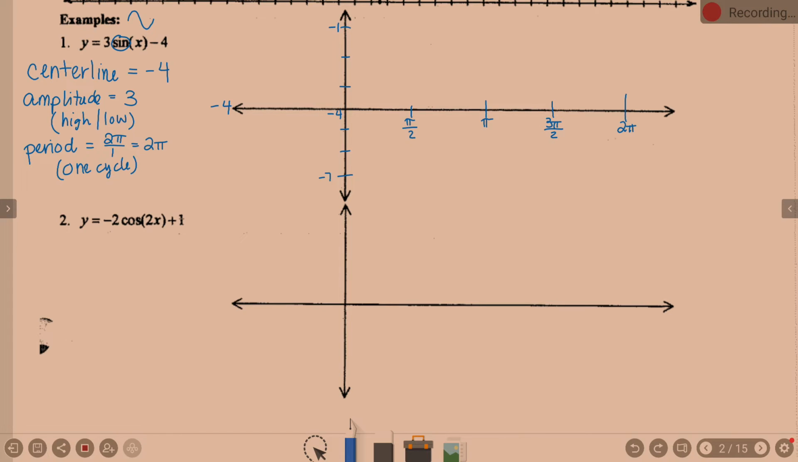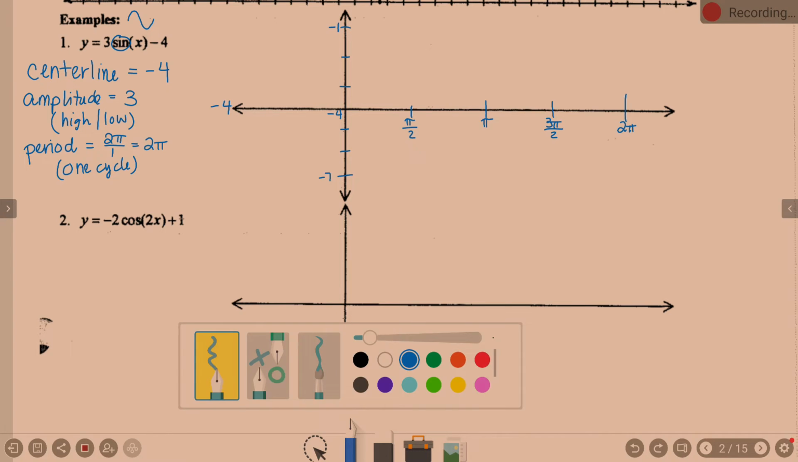And guys, this is part of the reason I grade this stuff when it comes to the worksheets, because the labeling is so important. Now, we are ready to graph this.